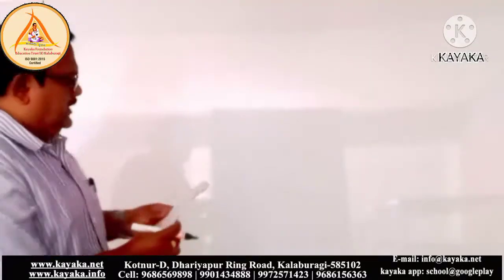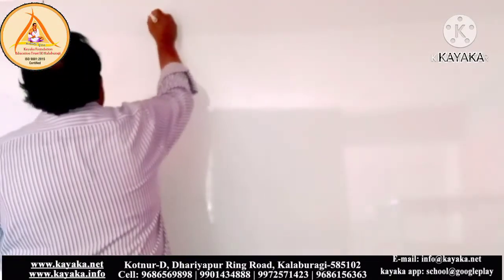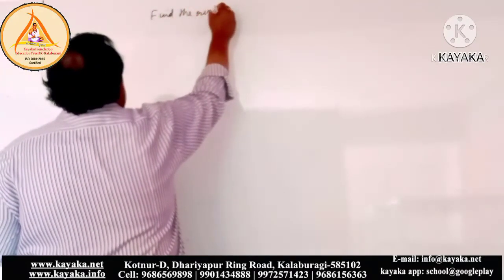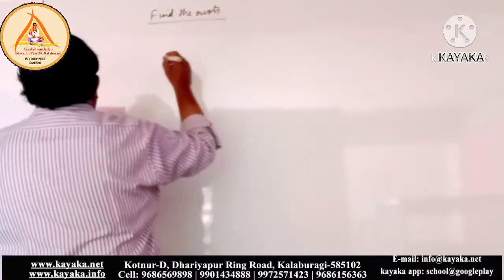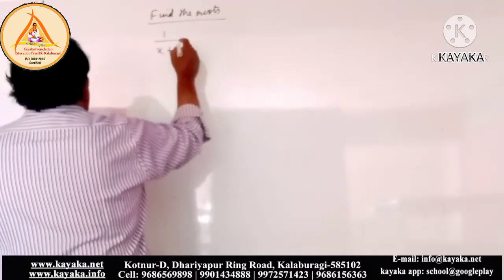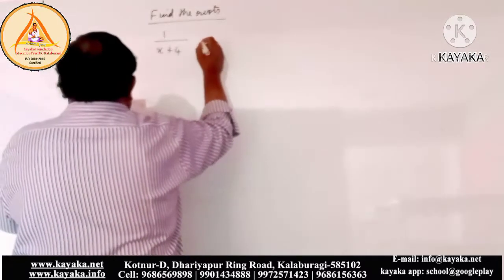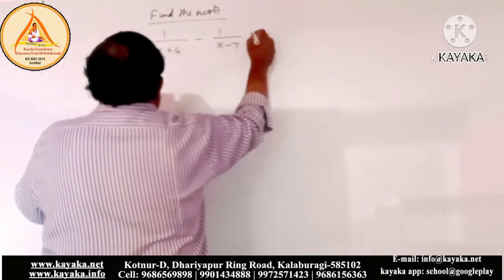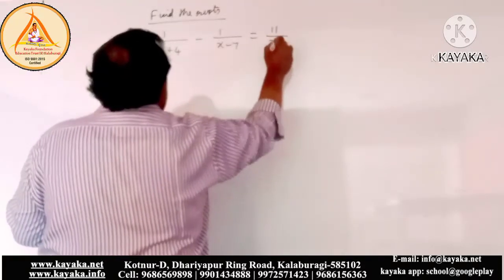Find the roots. Okay, find the roots. 1 by x plus 4 minus 1 by x minus 7 will be equal to 11 by 30.